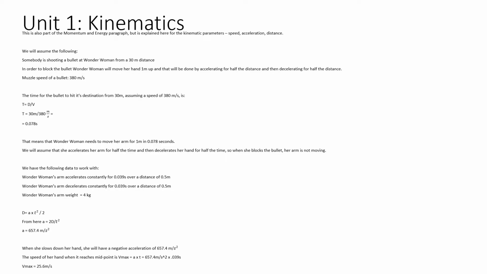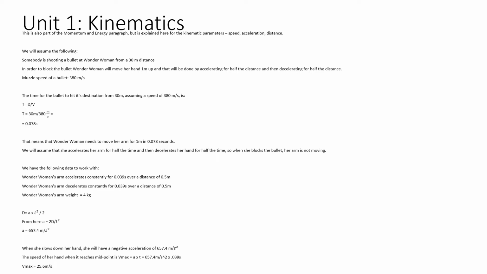And we can go with the first unit, which is kinematics, and this is part of the momentum and energy paragraph, but is explained here for kinematic parameters. So with respect to speed, acceleration, and distance, we can assume the following: that somebody is shooting a bullet at Wonder Woman from a distance of 30 meters away. In order to block the bullet, Wonder Woman will have to move her hand 1 meter up, and that will be done by accelerating for half the distance and then decelerating for half the distance.